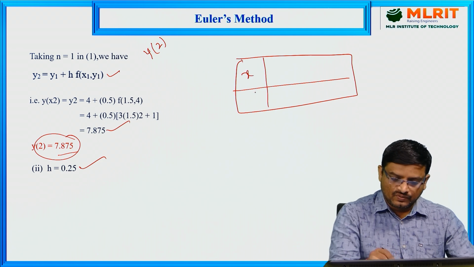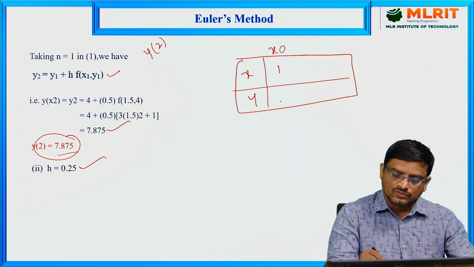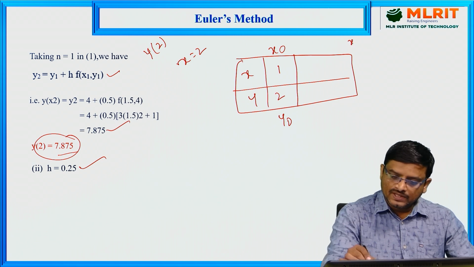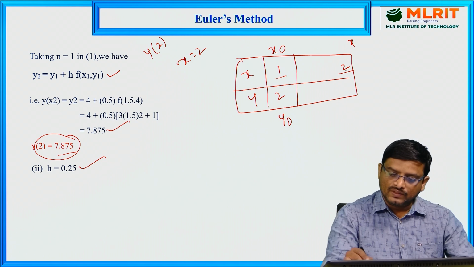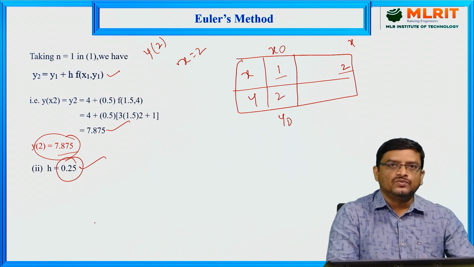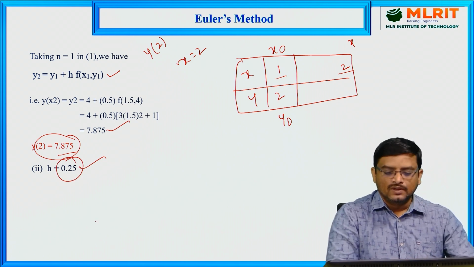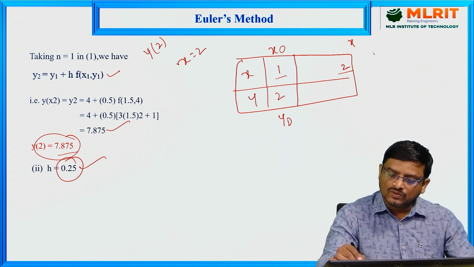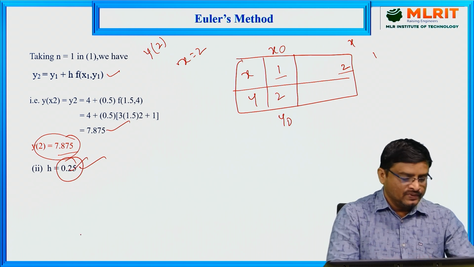Take x, y. So x0 is fixed throughout the problem. x0 is equal to 1 and y0 value is given as 2. Now here we have to find the value of y at x is equal to 2. Once we find the difference between this x0 and x value, that should be equal to the h value he has given in the problem. But here the difference between x0 and x is 1, which is not equal to this h value.